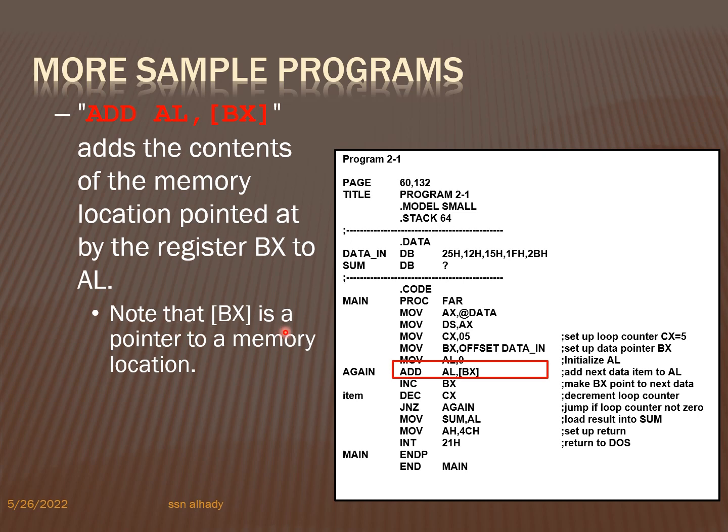Note that BX is a pointer to a memory location. It's not the value itself. It is a pointer, pointing to the memory location where 25 is stored. So if the offset starts with 0, the value of 25 hex is at offset address 0000.